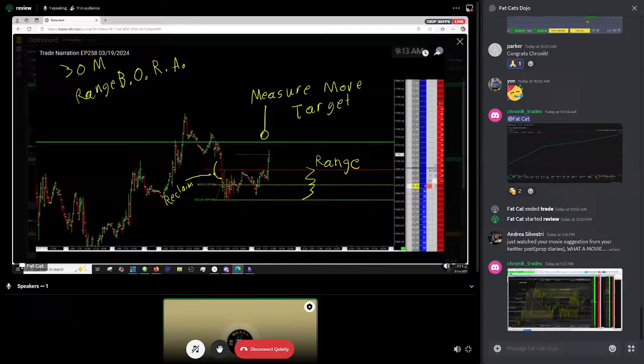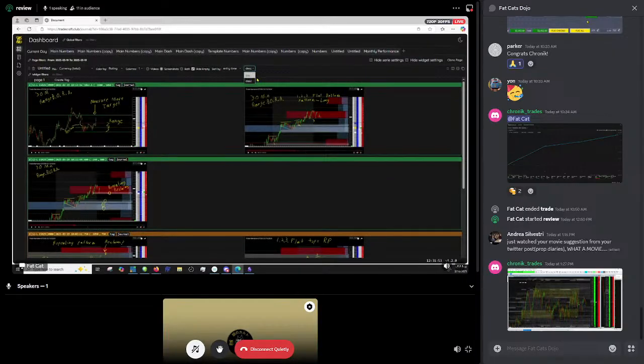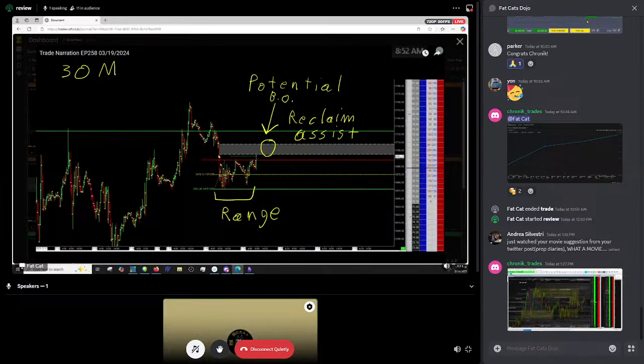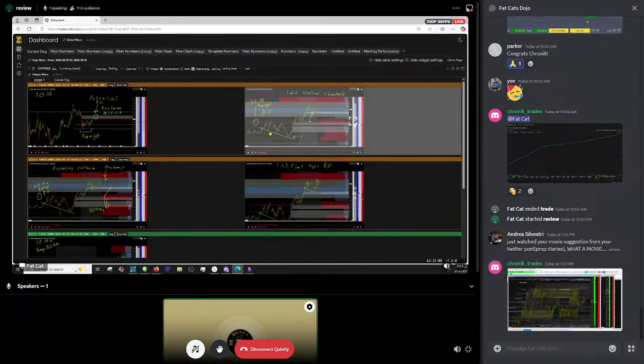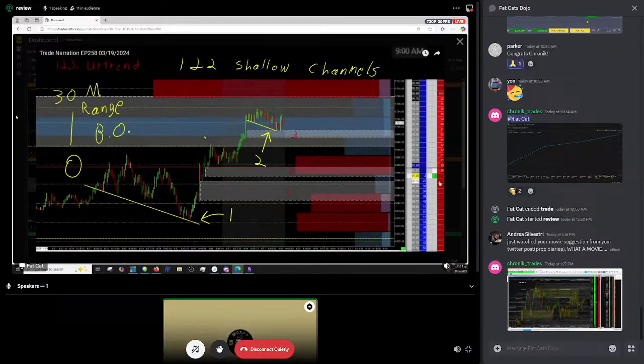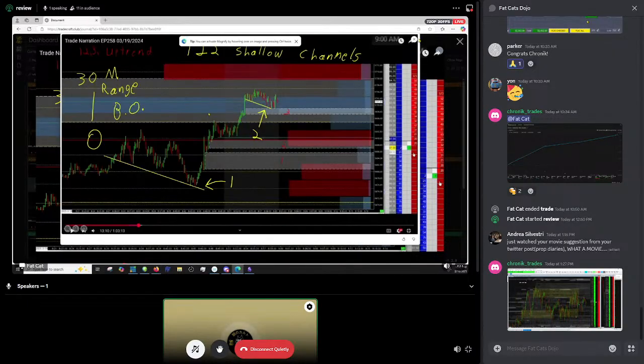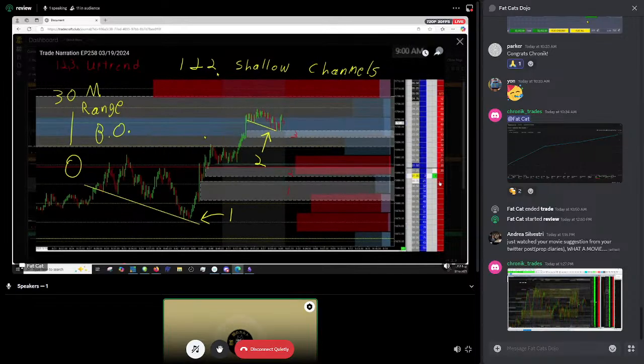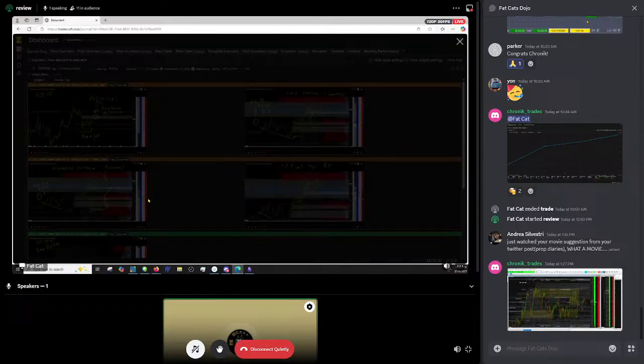3-minute range breakout. Okay, it's a reclaim here. There's the range, measured move, the target. Got it. Actually, this is... Here we go, first trade. There's the range, potential breakout, 30-minute. All right, I see it. Here's the trade. Okay, there's that line for the 30-minute. We have a slant. Oops. 2 slants, shallow channels. Makes sense to go for it. 1, 2, 3, uptrend. All right, next trade.